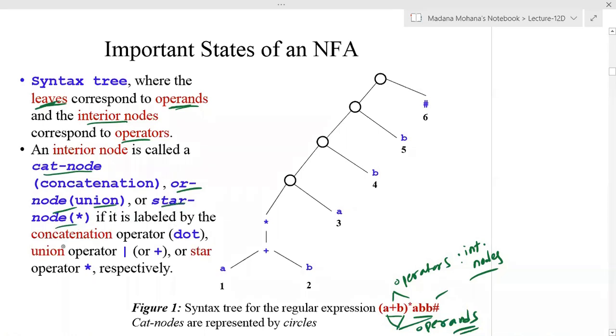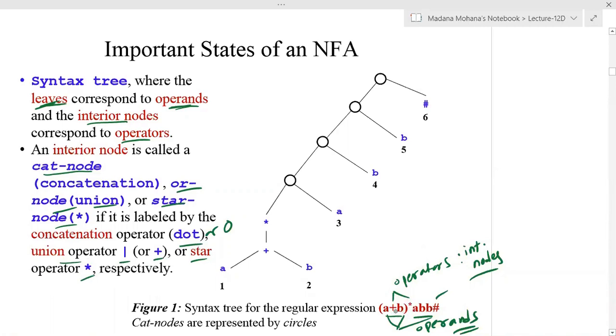These are all labeled: the concatenation node is labeled by the concatenation operator, dot or circle. Then the union operator node is labeled by the OR symbol or plus. Then the star node is labeled by the star operator respectively. Now with this combination, we can see the syntax tree for this regular expression.